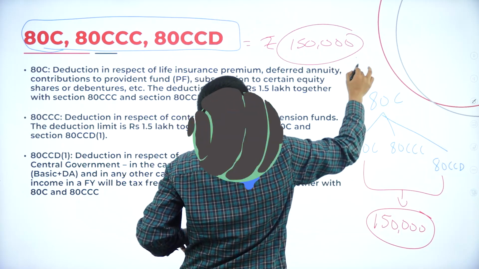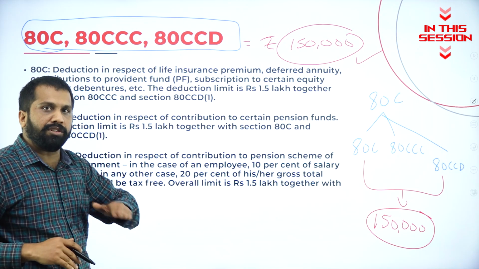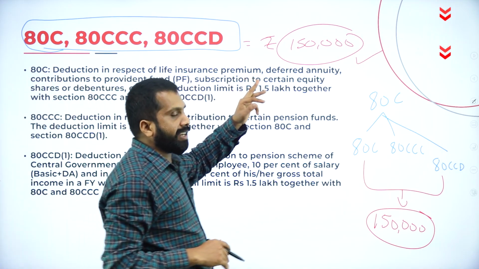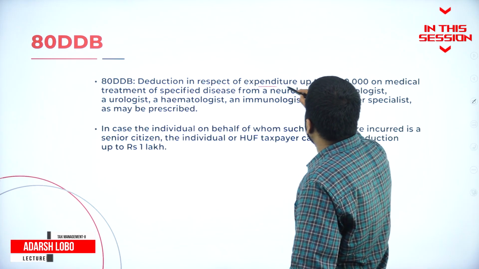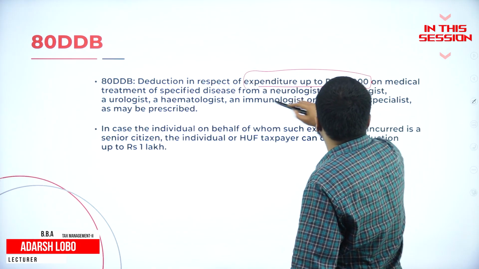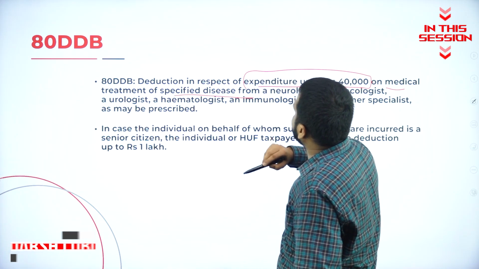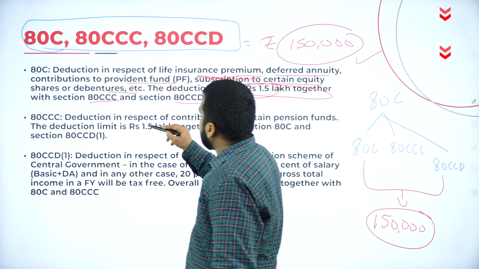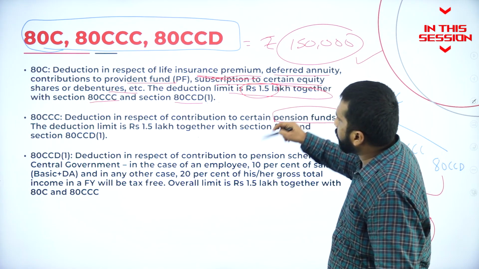Up to 1,50,000 you can claim it as deduction. You can reduce your tax burden up to the extent of 1,50,000. Deduction in respect of expenditure up to 40,000 on medical treatment of specified diseases. 80CCC deduction in respect of contribution to pension fund.